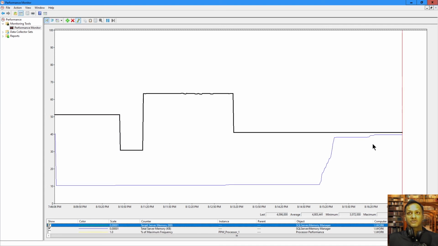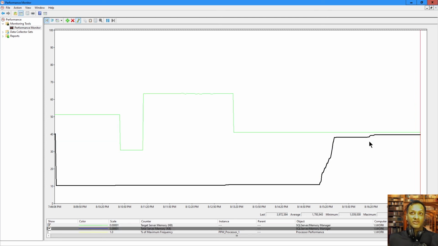GB. Correct. So again, at this point, what we're basically seeing is that the total server memory is always going to be a little bit less than the target server memory, or almost exactly the same as the target server memory. Usually you'll find them pretty much aligned. And that just means that under a typical workload, SQL Server is using as much memory as it can. And that's a good thing because then it means that it's not having memory pressure. It's trying to get the job done as soon as possible.